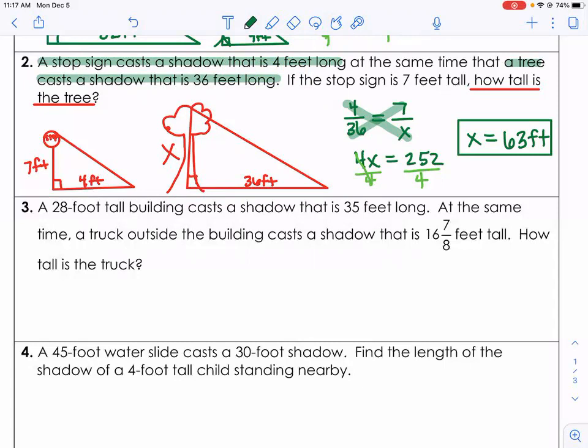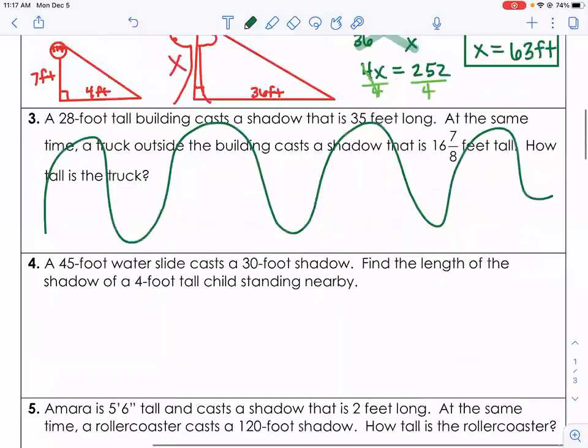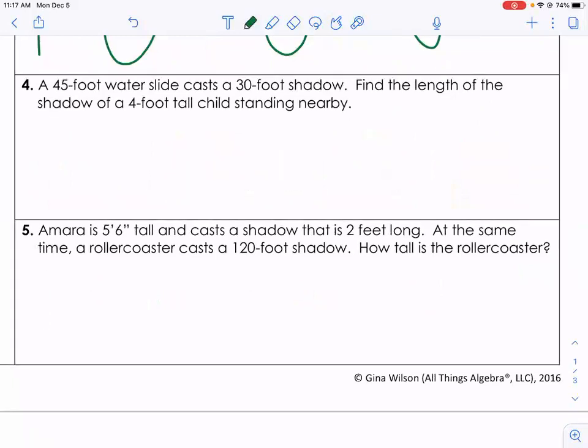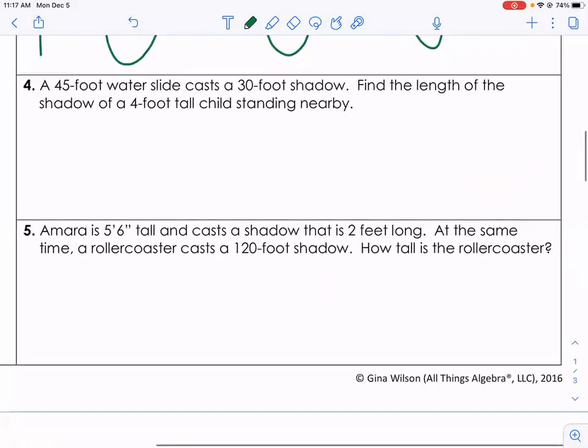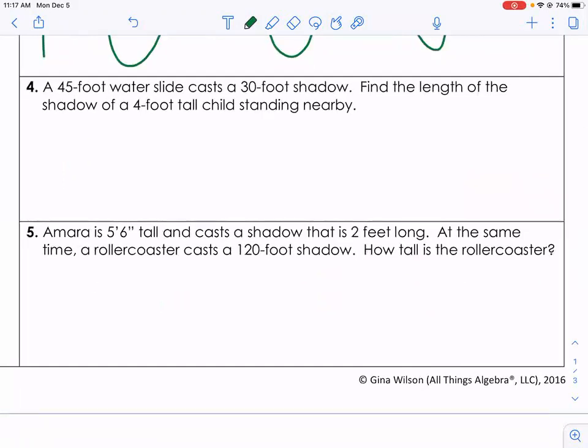All right, what I would like you to do is draw the pictures and set up number 4. I don't want to do 3. There's mixed numbers, and I just don't think that we need to do that. So draw 2 triangles and set up the proportion.